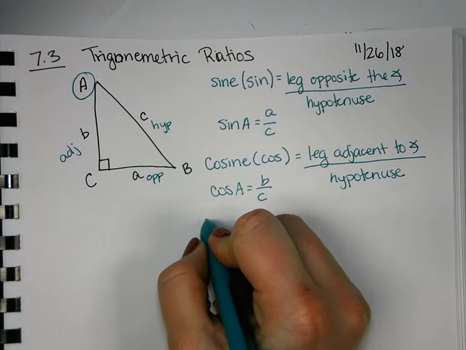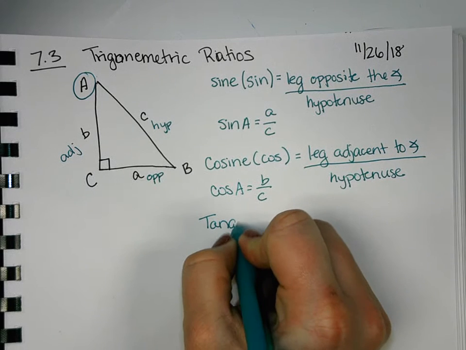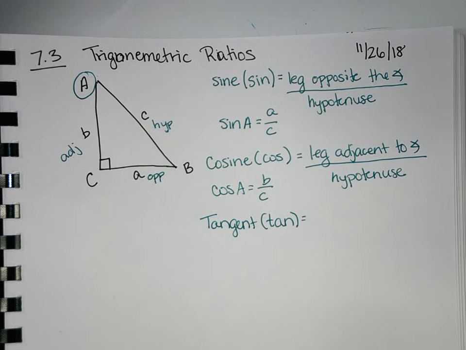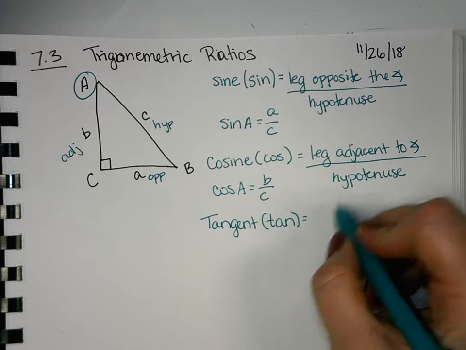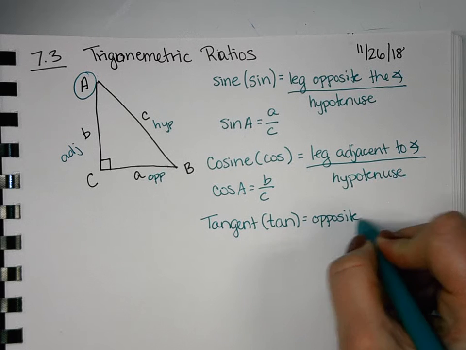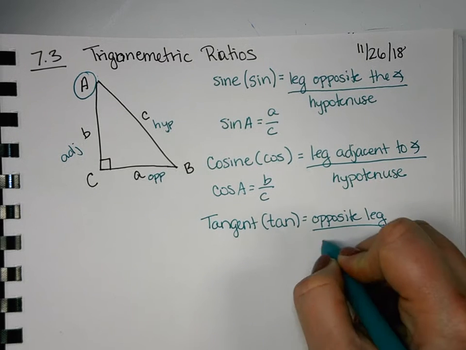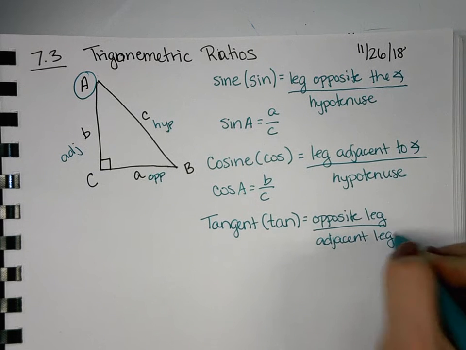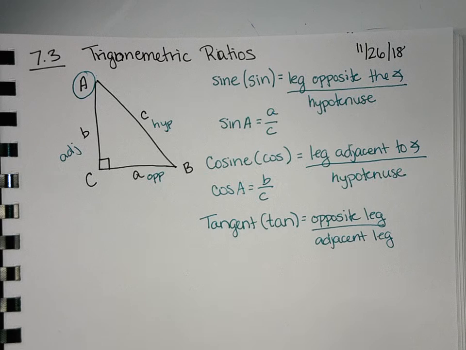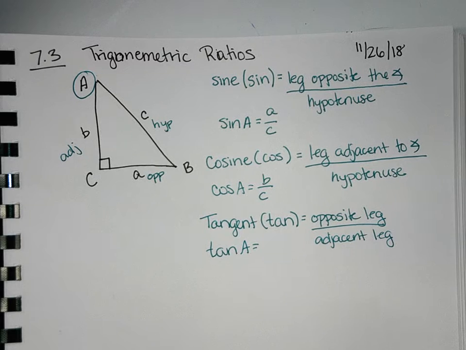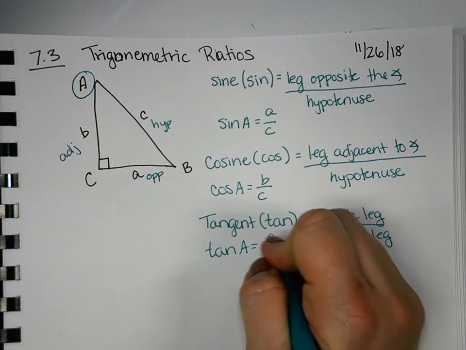Our third one is tangent, abbreviated tan, T-A-N. This ratio is your opposite side or opposite leg divided by your adjacent leg. So in our picture, what would tangent of A equal? A over B.